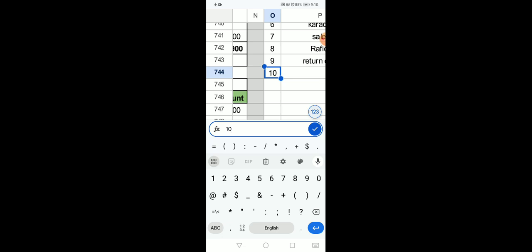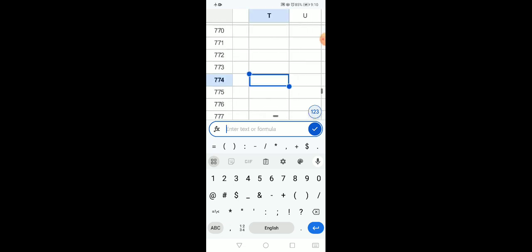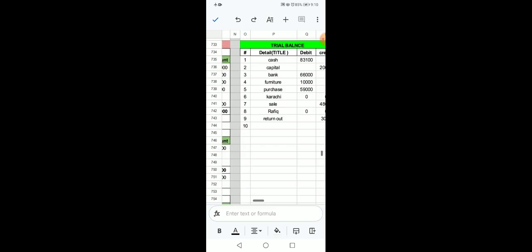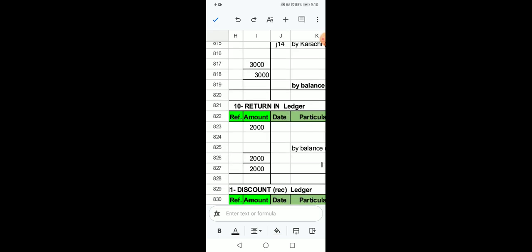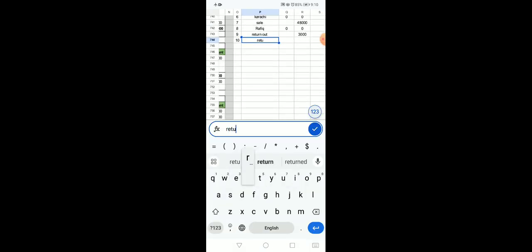Now ledger number 10. First we will see what the title for the ledger is. Number is what? 10. So here ledger number 10 is written out. Write down the number first. Ledger number 10 is return in. Write down the title, return in, over here.